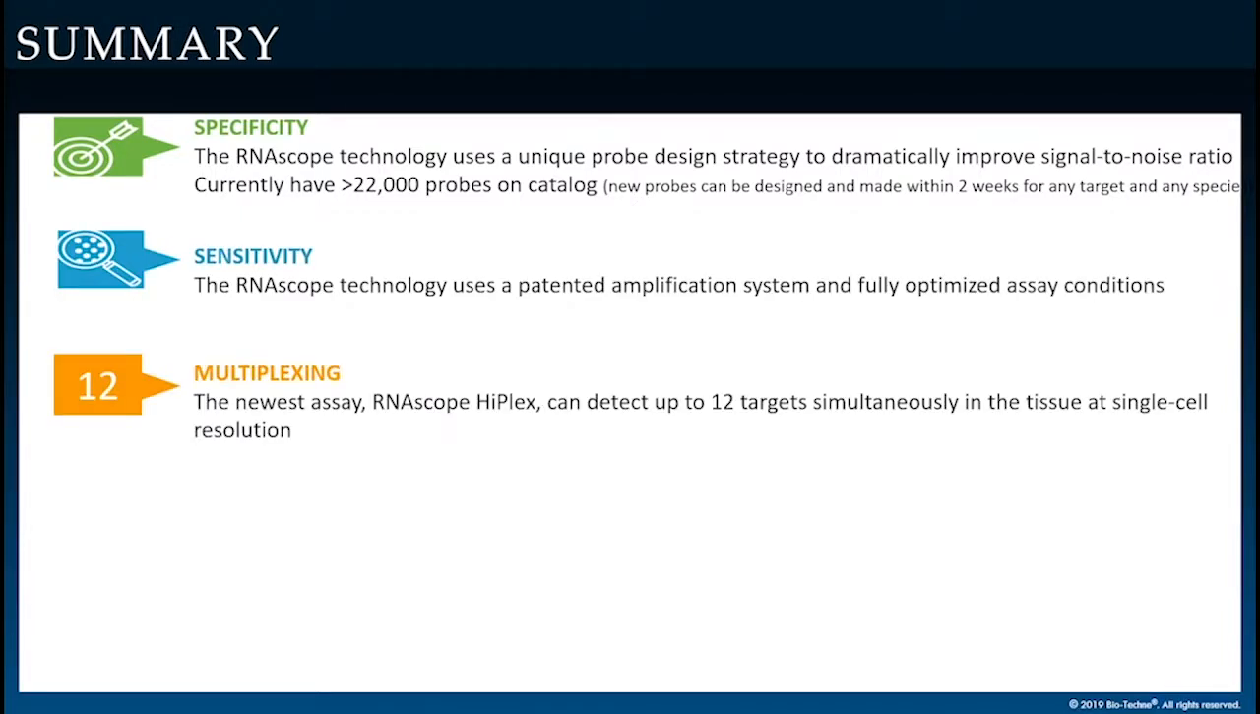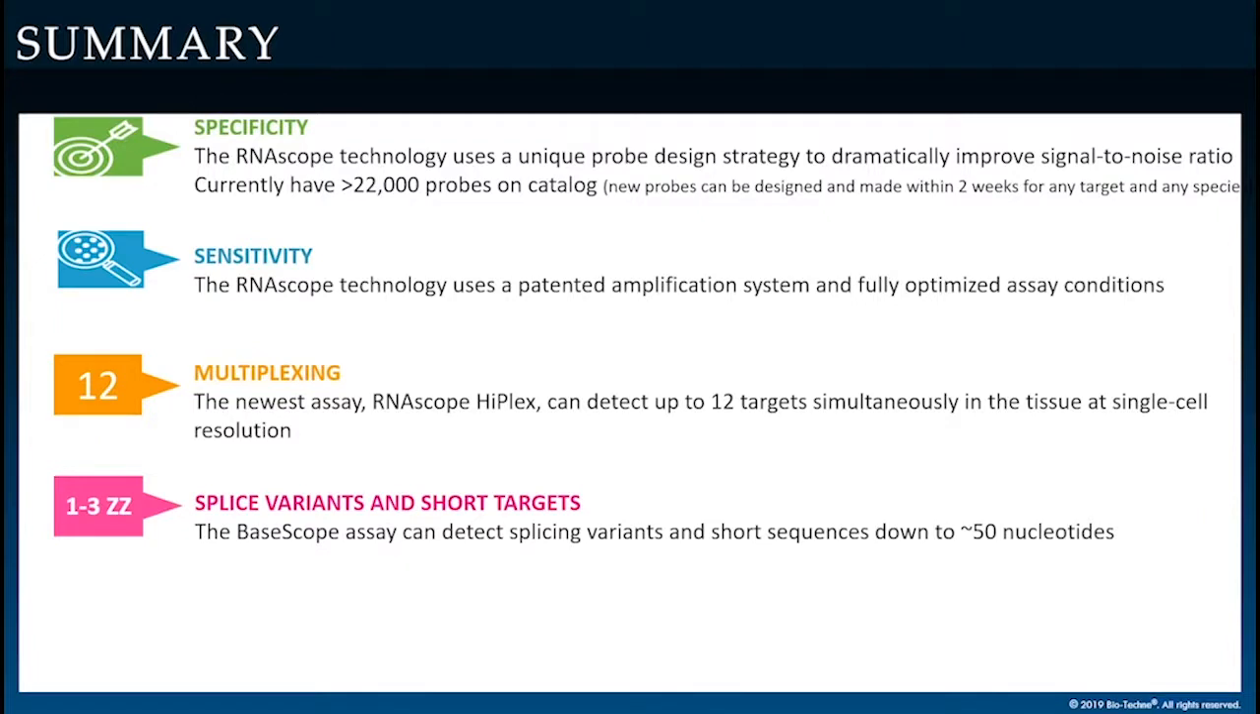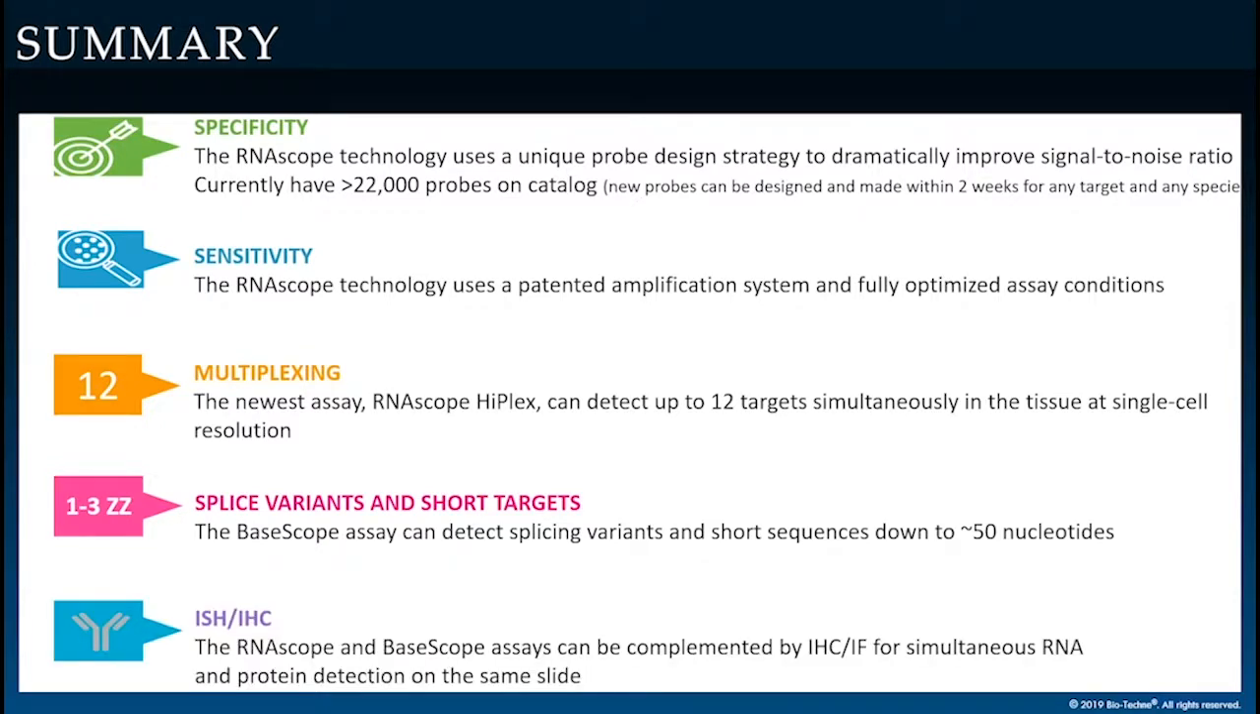RNAscope provides both quantitative and spatial information on your targets in the complex tissue environment at a single cell resolution. Our BaseScope assay can detect splicing variants and short sequences down to 50 nucleotides, and RNAscope can be complemented by IHC or IF for simultaneous RNA and protein detection on the same slide.